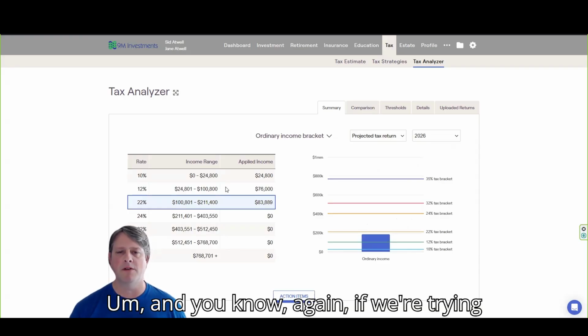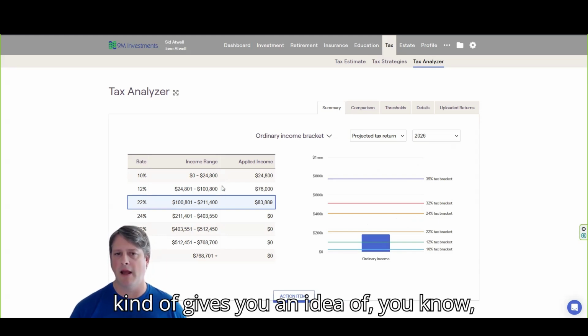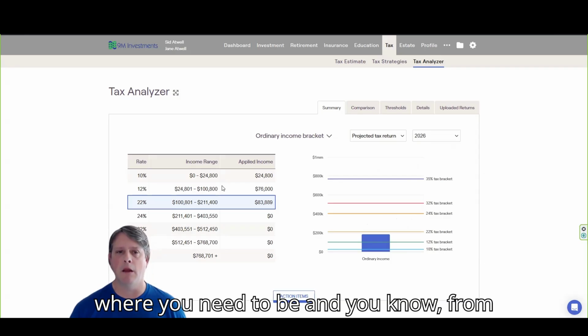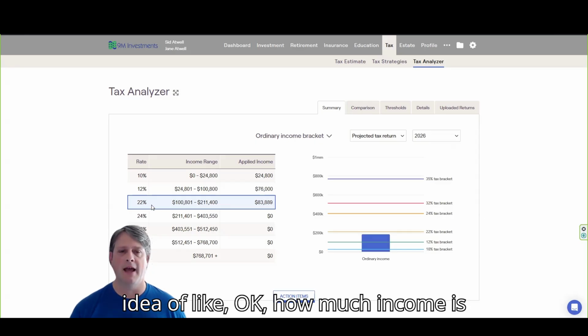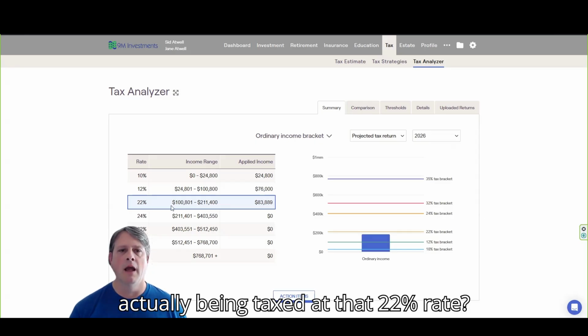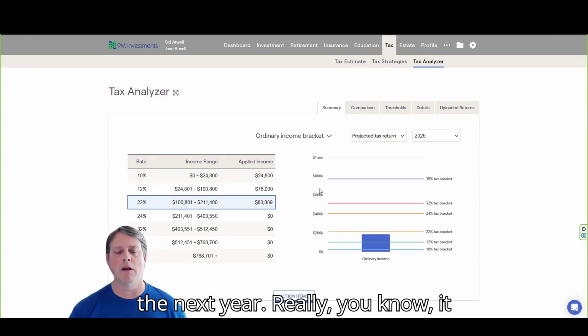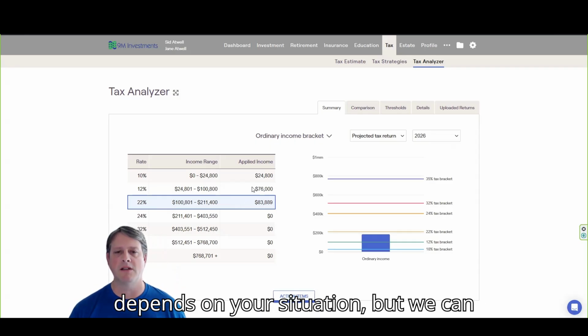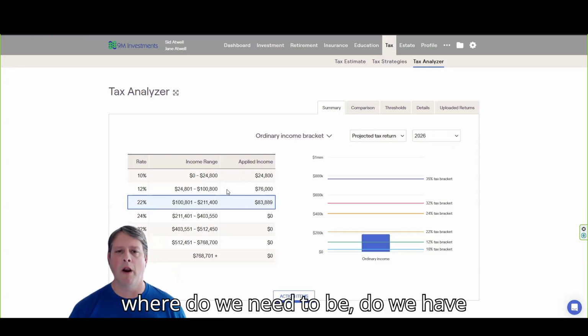And again, if we're trying to stay within certain brackets, this really gives you an idea of where you need to be, and from anything above that, how much income is actually being taxed at that 22% rate. And so when we start doing planning for the next year, it depends on your situation, but we can really start factoring in where we need to be.